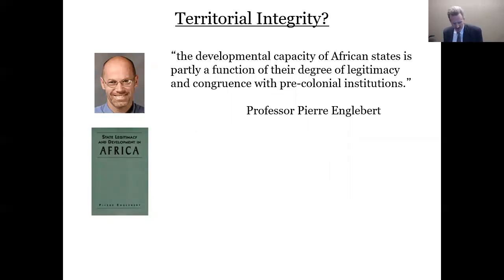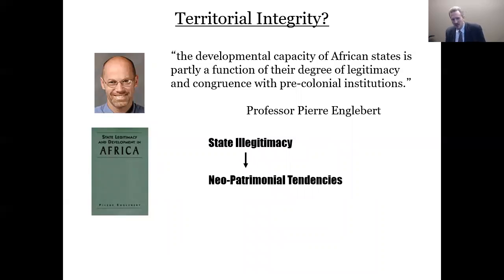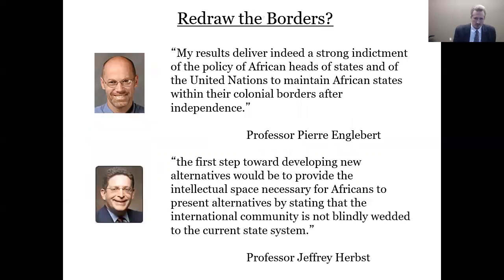Pierre Engelbert also looked at that. The developmental capacity of African states is partly a function of their degree of legitimacy and congruence with pre-colonial institutions. This goes in line with Swaziland and Lesotho and Botswana we were looking at earlier. So state illegitimacy would lead to neo-patrimonial tendencies and corruption, poor governance, and economic stagnation. So one of the questions you look at in African politics is the degree to which there needs to be some major changes to the map. And of course, both of these authors argue that point.